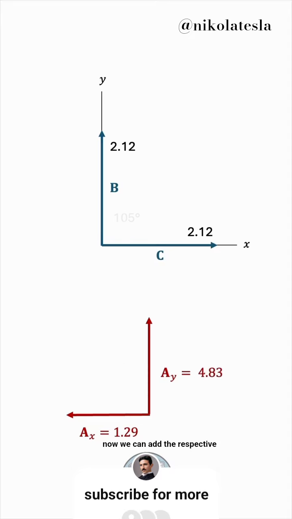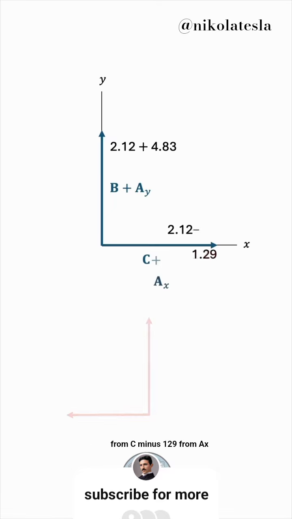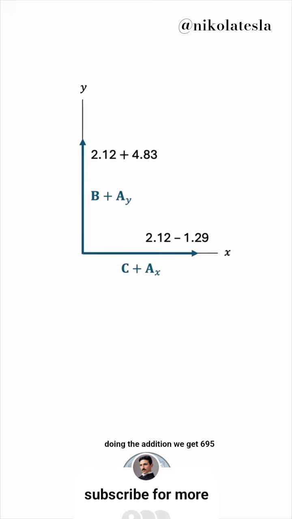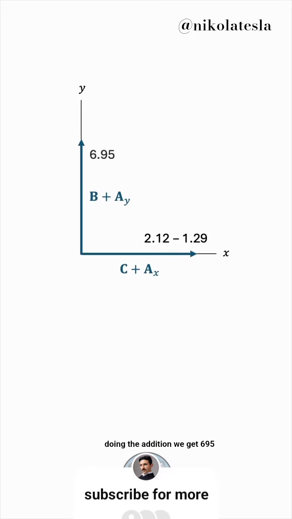And now we can add the respective components. The vertical component will be 2.12 from B plus 4.83 from the y component of A, and the horizontal component will be 2.12 from C minus 1.29 from AX. Doing the addition, we get 6.95 for the vertical component and 0.83 for the horizontal component.